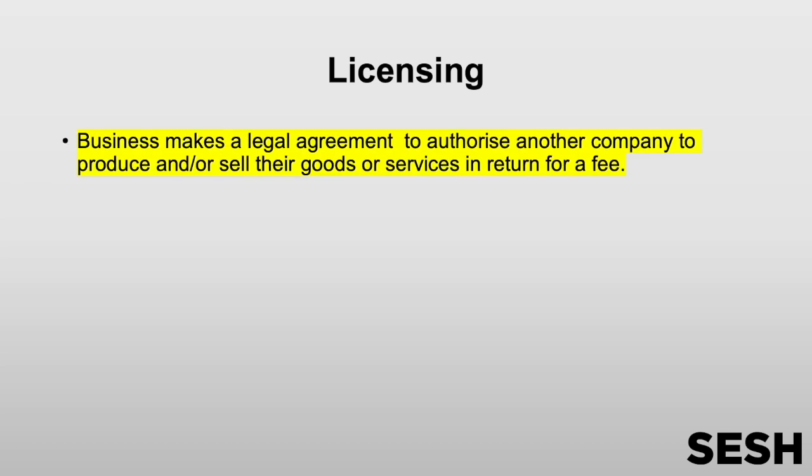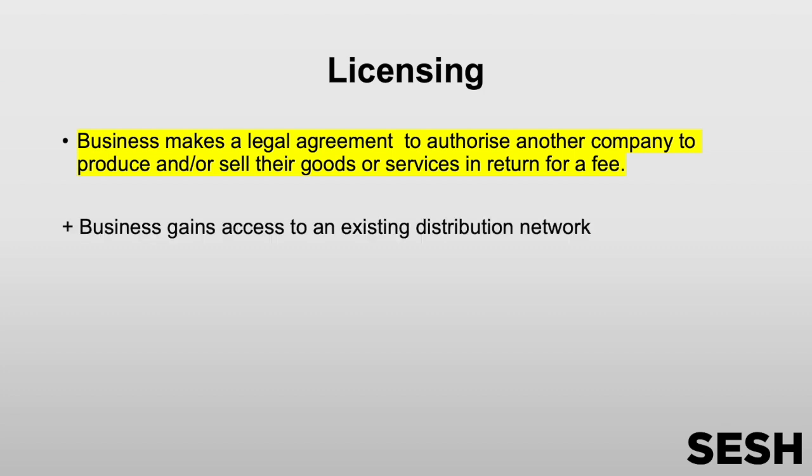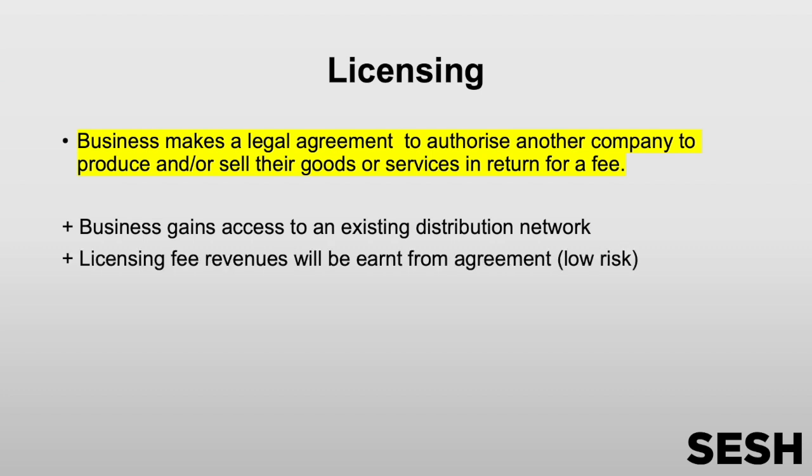The last is licensing. With licensing, the business makes a legal agreement to authorize another company to produce and/or sell their goods or services in return for a fee. Advantage: the business gains access to an existing distribution network. Licensing fee revenues will be earned from the agreement, and this could be a low risk way to expand internationally. You avoid the issue of quotas or tariffs because you're licensing someone else, another company, to sell that good or service.